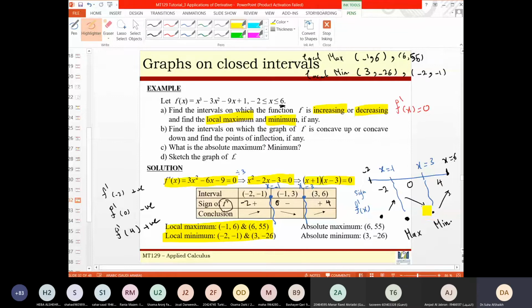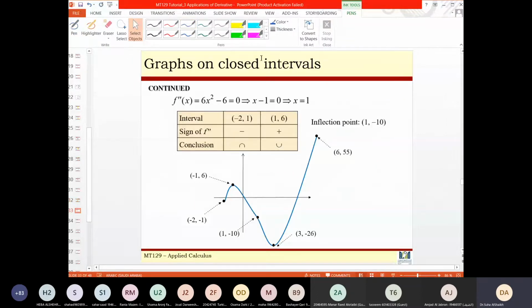Okay. Now for part B of the question, we have to check the concavity, concave up and concave down, and then we check the inflection point. This comes in the final exam, a full question like this. So to study the concavity, we study f double dash of x and let f double dash x equal to 0. We get the point. We study the sign of f double dash before and after this point.